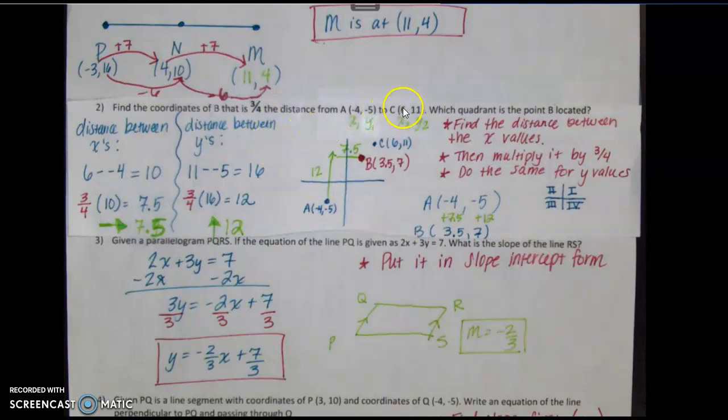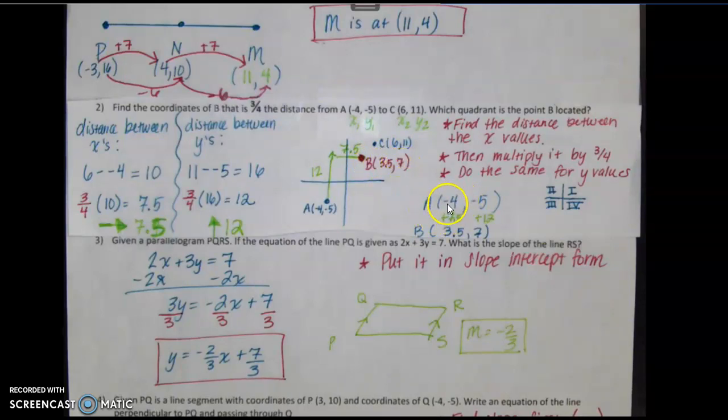Now, I'll have to do the same thing for the y values. I'm going to figure out the distance between the y's. 11 minus -5 is 16. I take 3/4 of 16. That gives me 12. So what that means is I'm going to go up 12. So from my point A, I'm going to go up 12, right 7.5. If I do that on graph paper or on Desmos, I can see that that point is 3.5, 7.